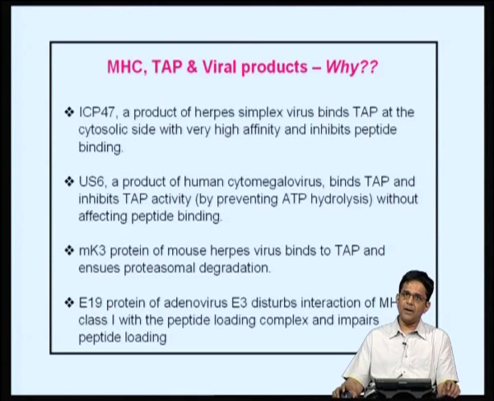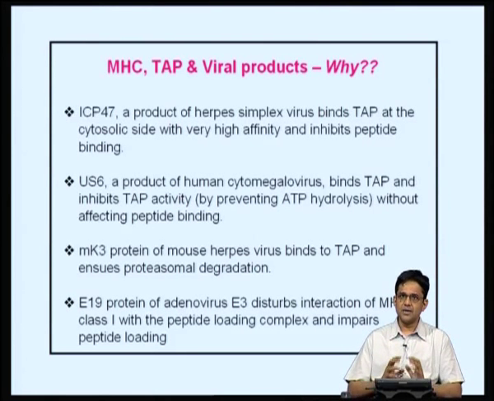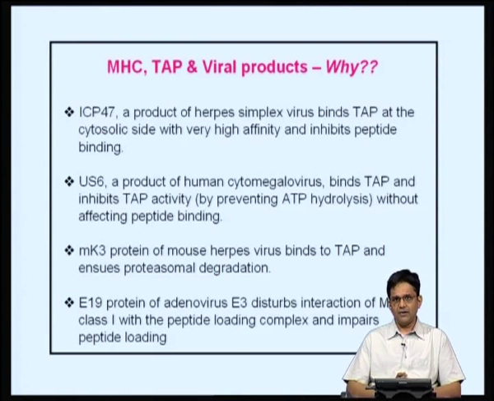And as I said, if you want to block MHC class 1 surface expression, it is better to target some of the assembly factors, because that will affect a larger number of MHC molecules rather than targeting the heavy chain alone. So, it is much smarter to target the assembly factors.